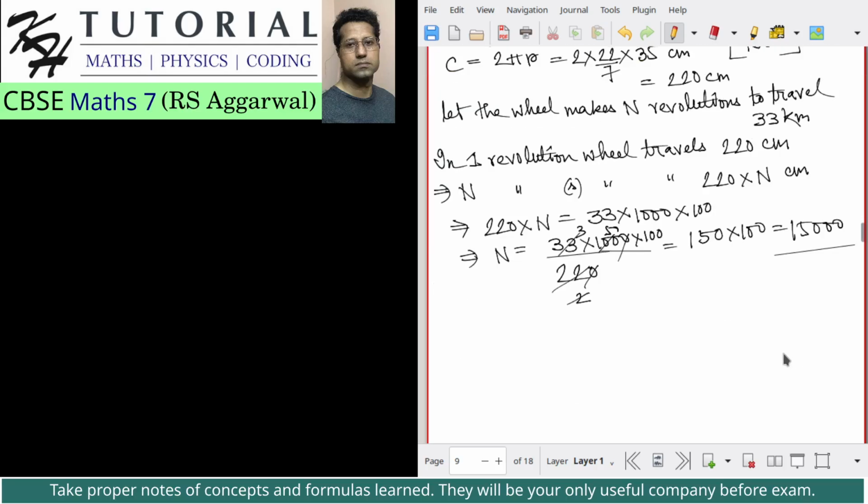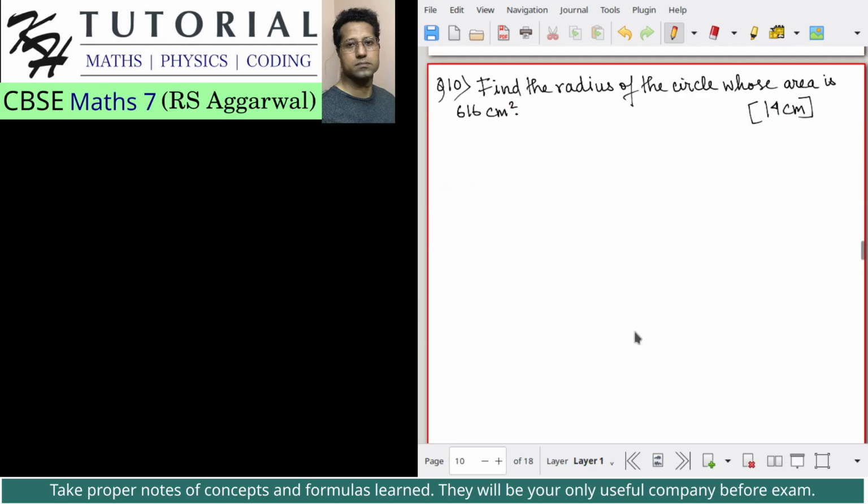Okay, let's see the next problem. Question number 10 says, find the radius of the circle whose area is 616 centimeter square. So we know area of a circle is equal to pi r square, where r is the radius of the circle. So r square is equal to area by pi. This is equal to 616 multiplied by 7 divided by 22 centimeter square.